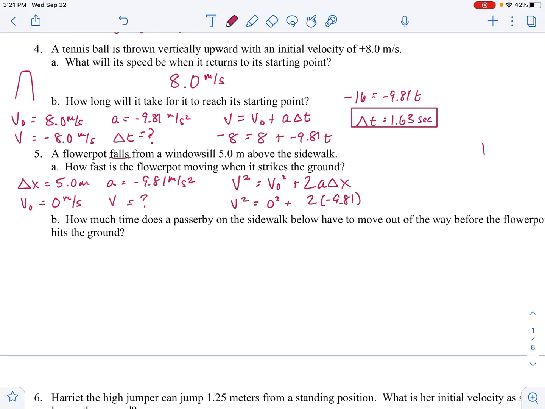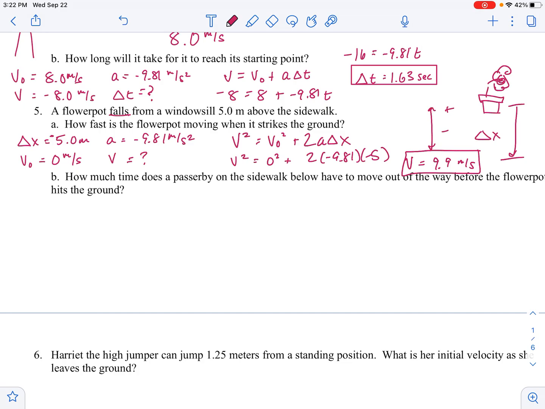Oh, I messed something up here. The flower pot is falling, so delta x is actually negative. I should have put a negative 5 here. If I didn't do that, I wouldn't be able to take a square root and get a rational number. So that was important. When I solve this, I get that the velocity is 9.9 meters per second.